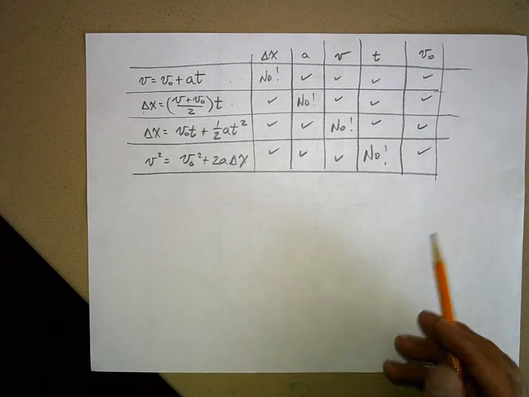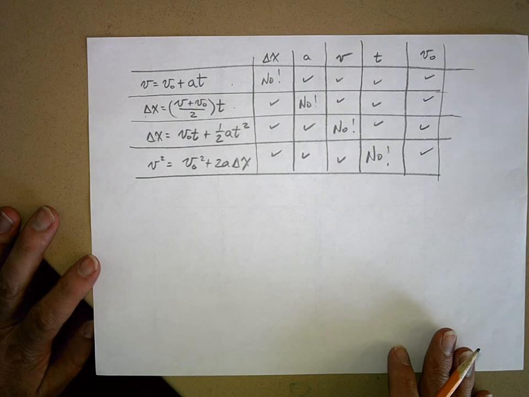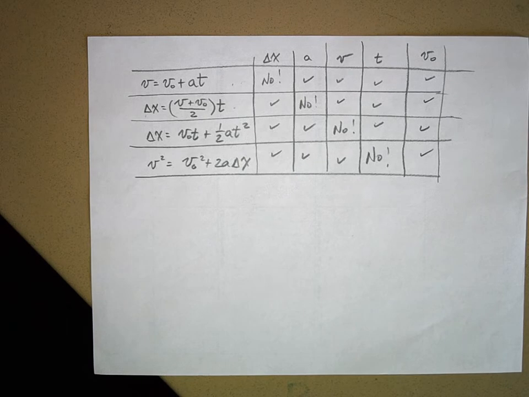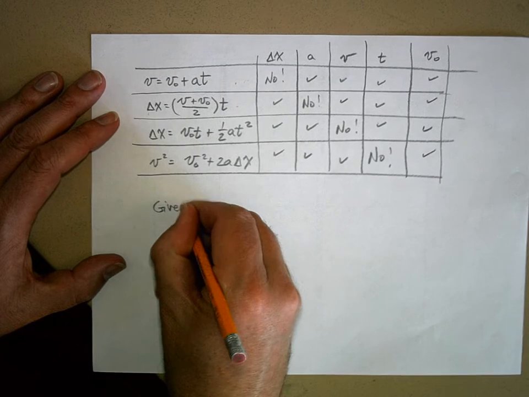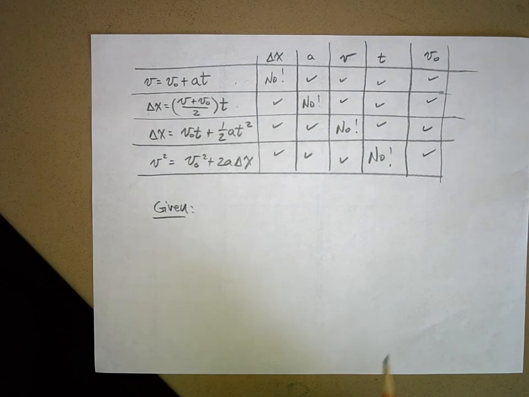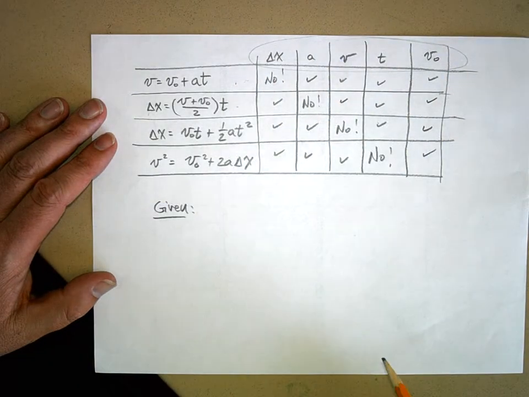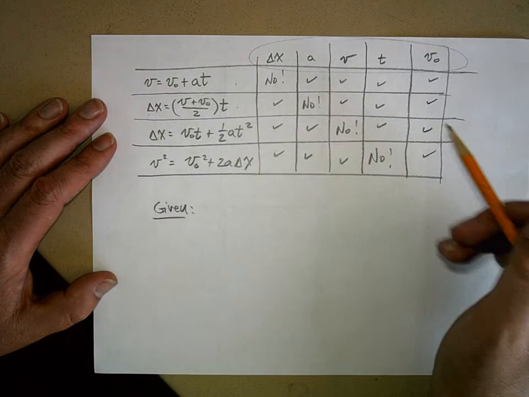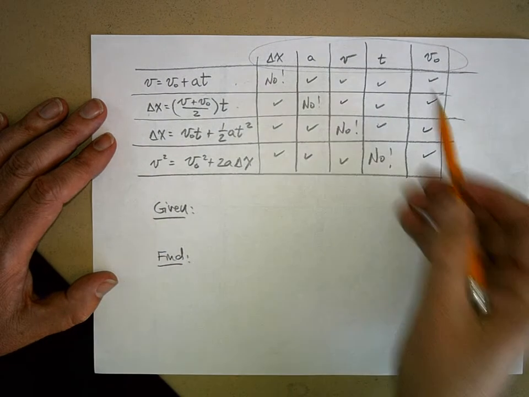Now, I'm running out of time, so here's how you use these. When you read a kinematics problem that involves constant acceleration, start off with "given," and then you read the problem. Everything they give you can be expressed in terms of these variables up here. That's going to be on the homework tonight. So write down what's given in terms of these variables. Then write down what you're trying to find in terms of these variables.